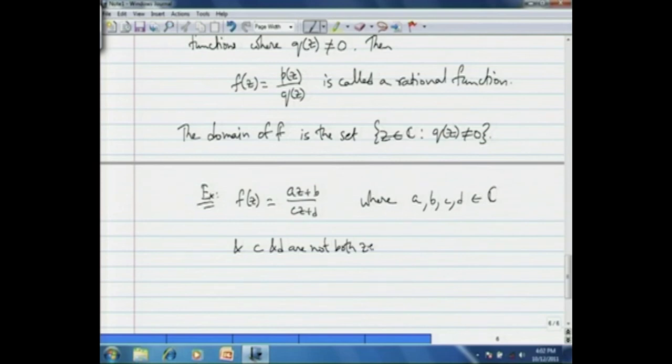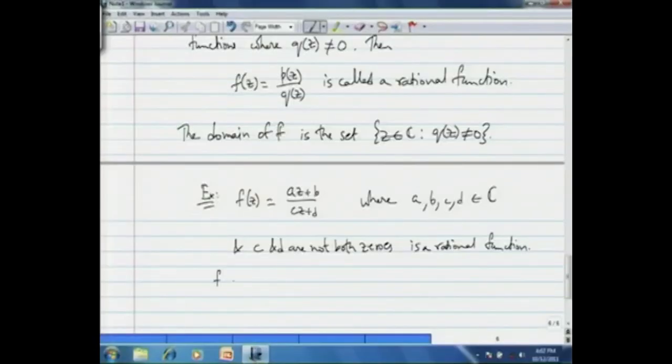Simple examples can be as follows: f of z equals a z plus b by c z plus d, where a, b, c, d are complex numbers, and c and d are not both zeros, is a rational function. These are called linear fractional transformations. The word transformations, we'll see why that's being used. And under the condition that ad minus bc is not equal to 0, we will give them a name called a Mobius transformation, and we will study their properties in detail later.